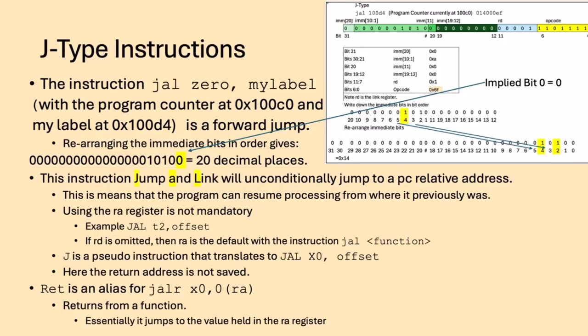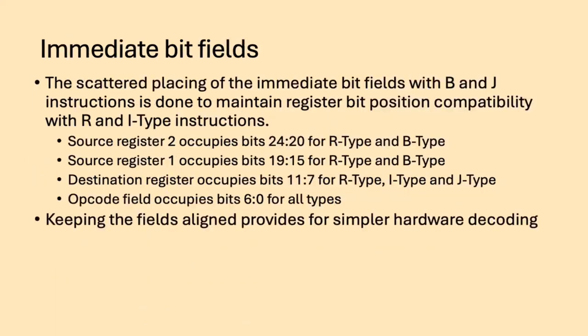The instruction RET, return, equates to JALR X0 with the RA register. So it jumps to the value stored in the RA register since the offset was 0, and we used X0. Now, a note here about the disjoint immediate fields in RISC-V.